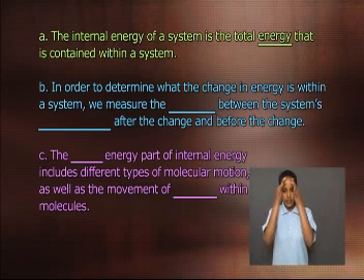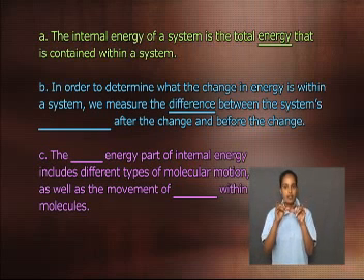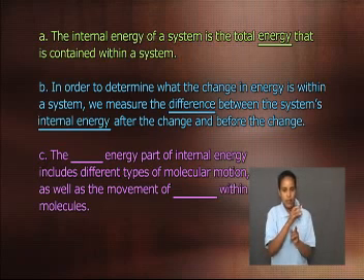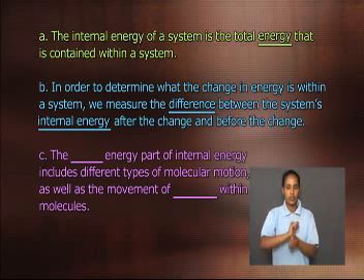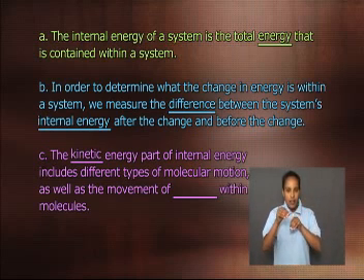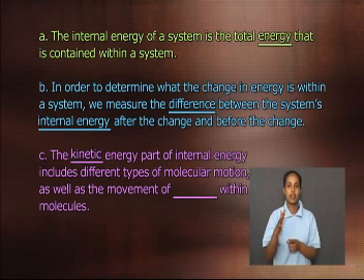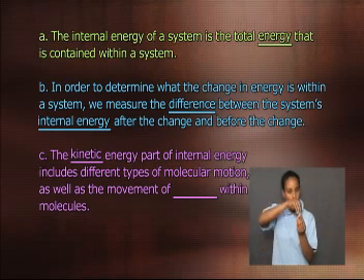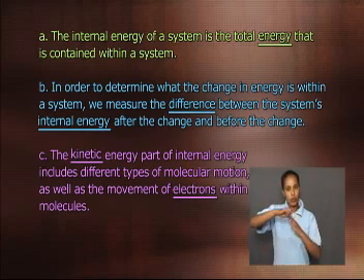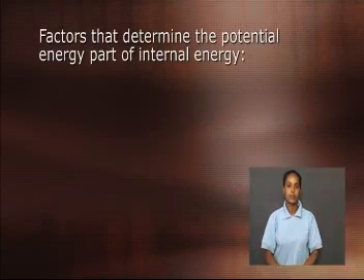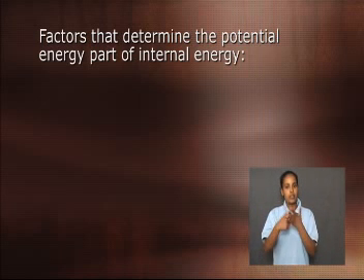In order to determine the change in energy within a system, we measure the difference between the system's internal energy after the change and before the change. The kinetic energy part of internal energy includes different types of molecular motion as well as the movement of electrons within molecules.